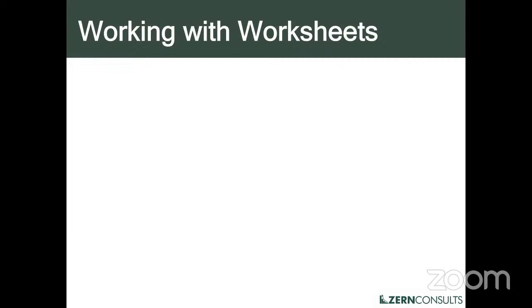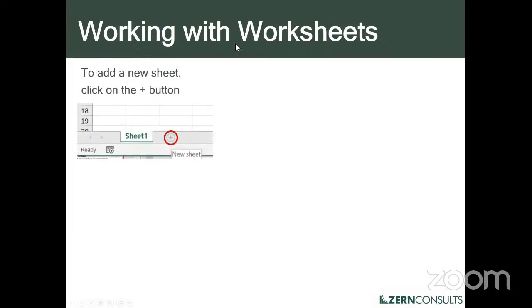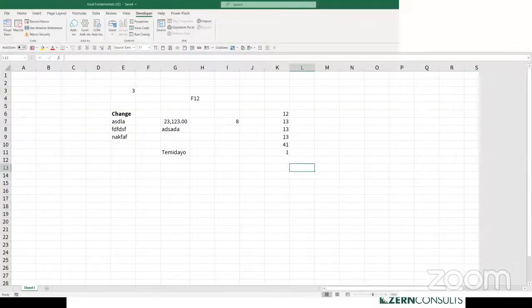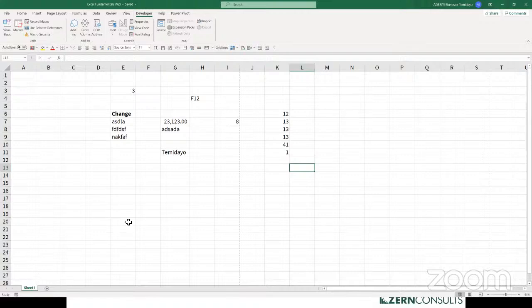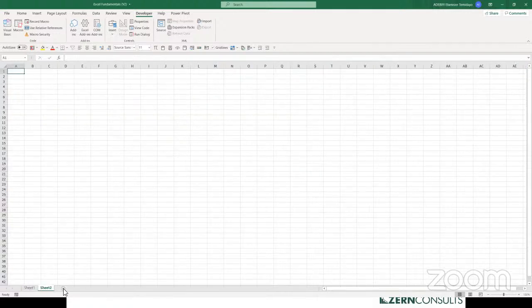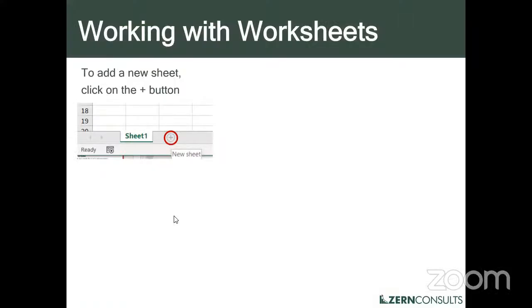Now, this is the first sweet part as far as I'm concerned. Working with worksheets. To add a new sheet, click on the plus button. Remember I said this is a book and you have pages. So this is the sheet. I've added another sheet. Click on it. I can add as many sheets as I like, plenty of sheets. That's what that does. All right, I think that's clear.